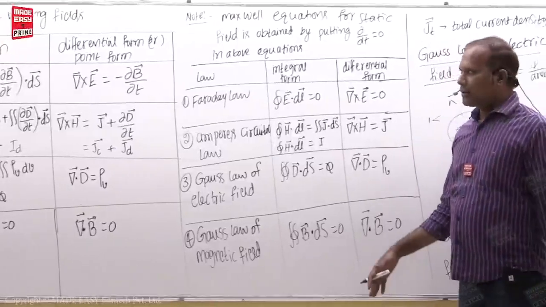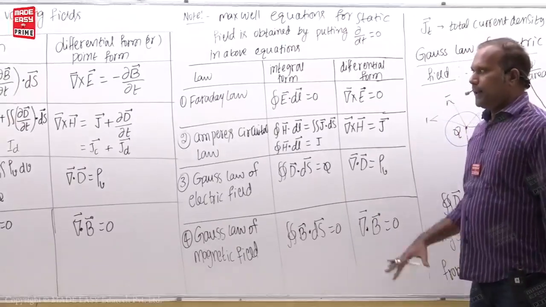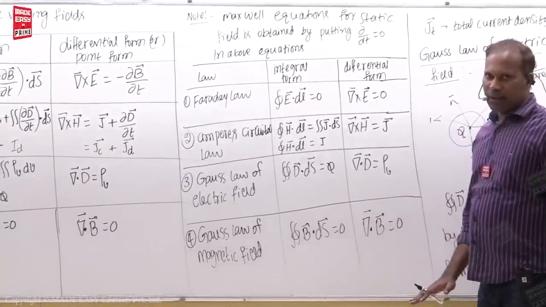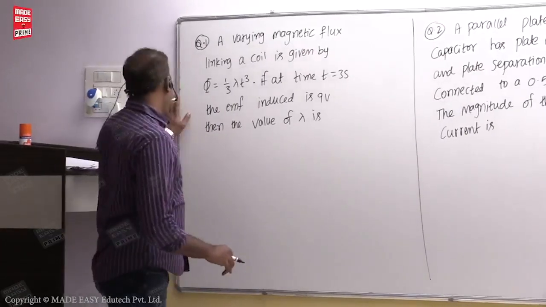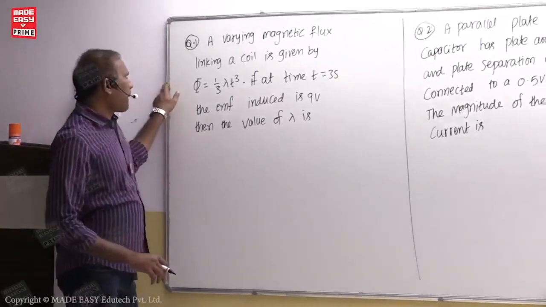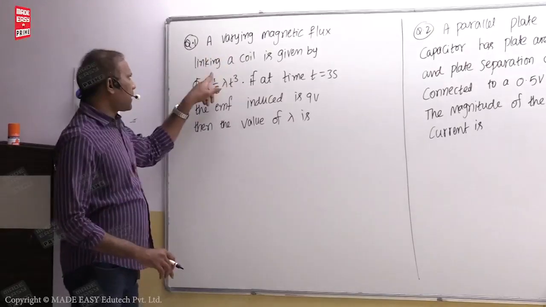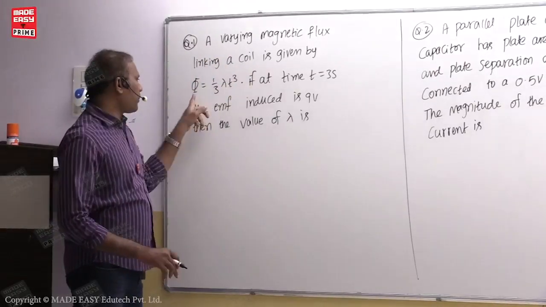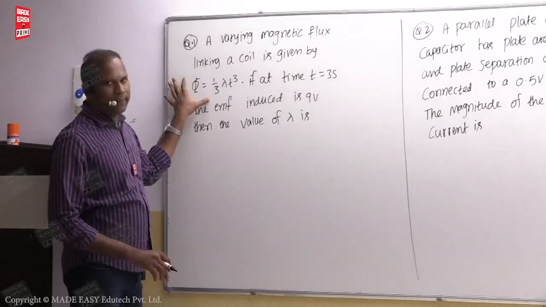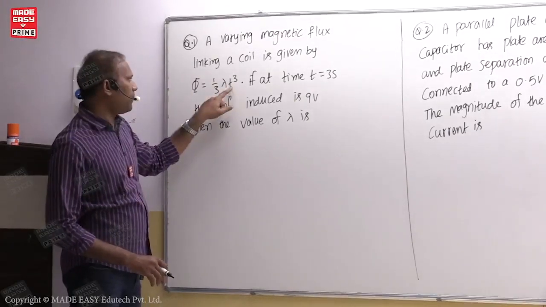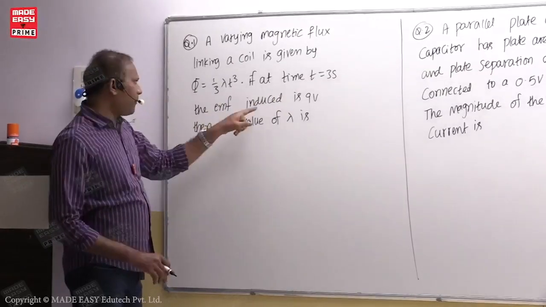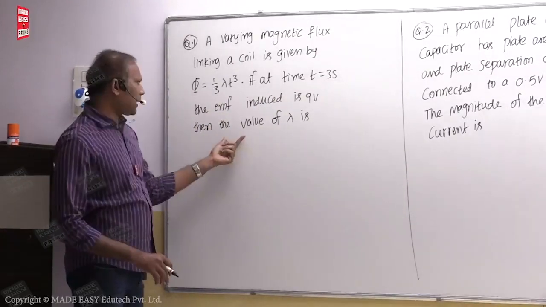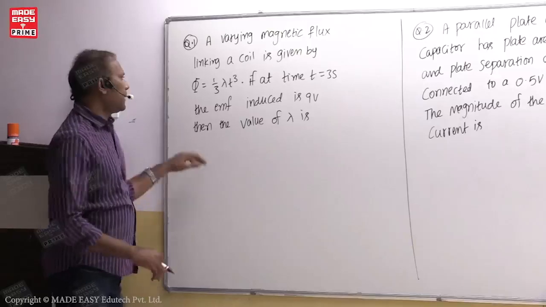Now let us solve some questions based on time varying fields and Maxwell equations. So dear students, now let us solve the questions. The first question is: a varying magnetic flux linking a coil is given by, this is the magnetic flux equation, a function of time. If at time t equal to 3 seconds the EMF induced is 9 volt, then the value of lambda is.